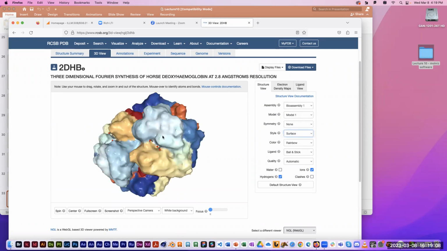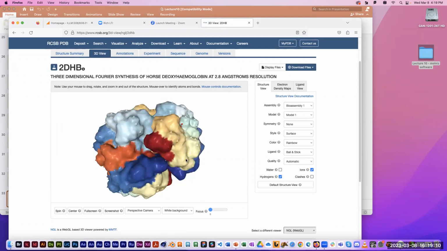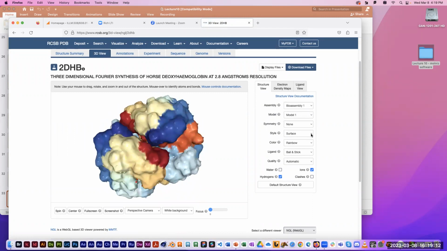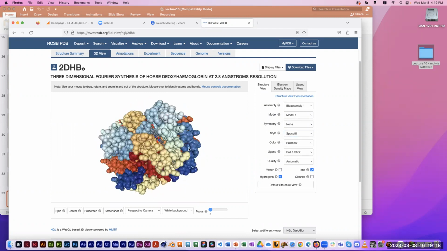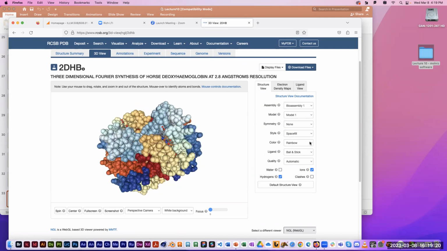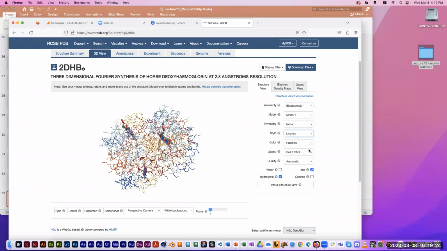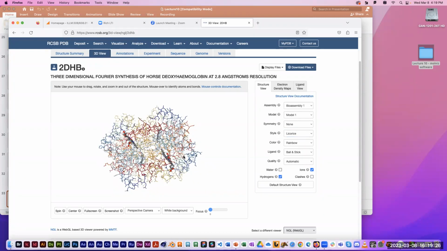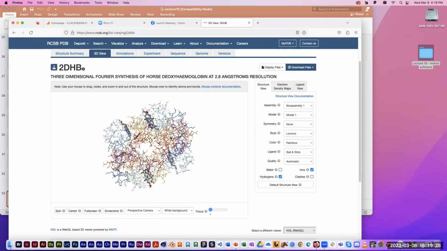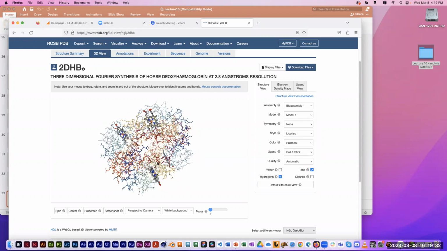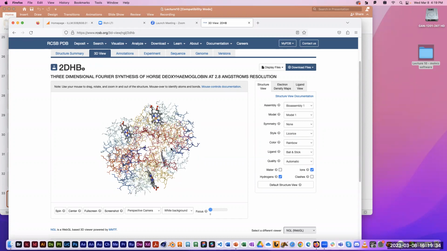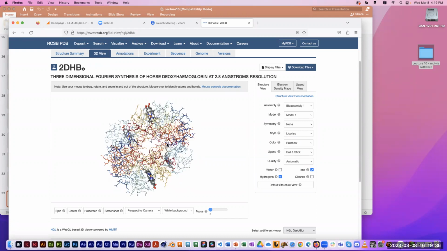We could do a surface model. So there you see the 3-dimensional surface of the protein. We do a space fill. So, that's our space filling or CPK model, or licorice. And that's like a line model. But now you can see the heme groups in the hemoglobin. Those little rings, there's 4 of them. Those are the heme groups that actually hold the oxygen in the molecule.